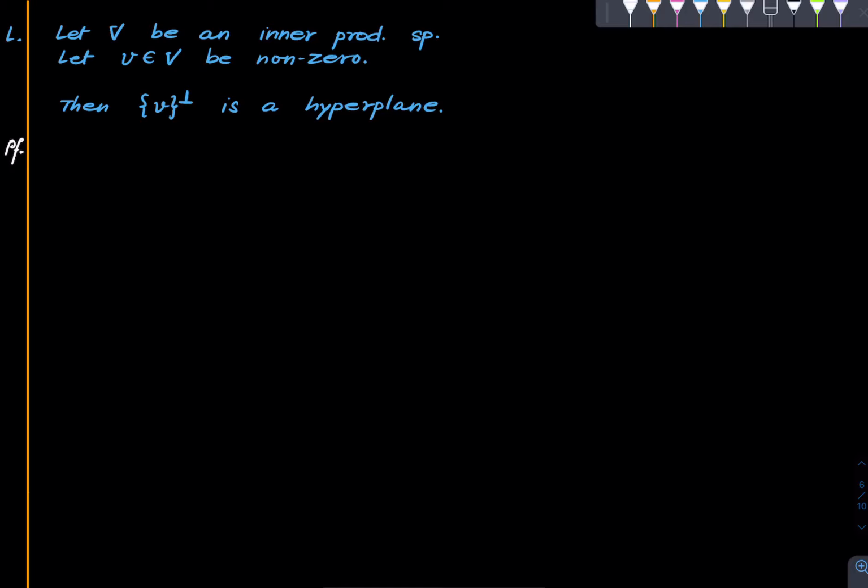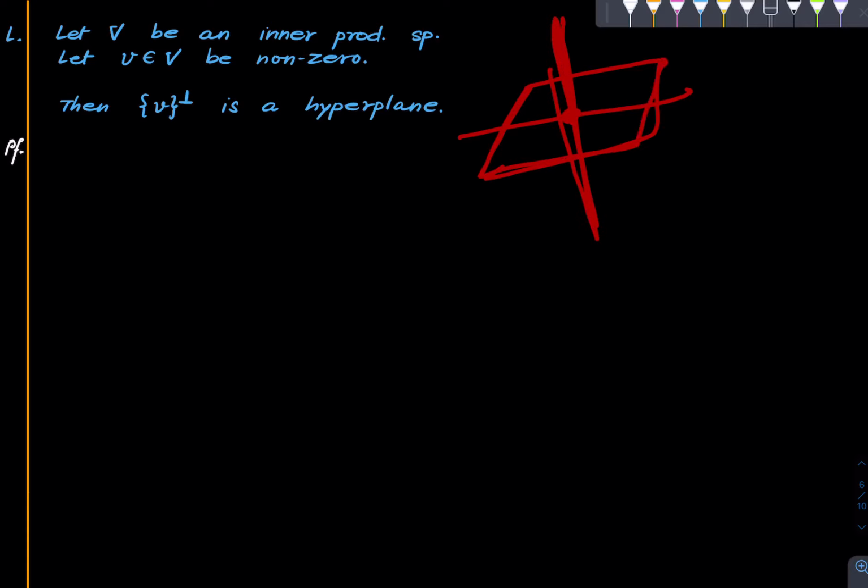Okay, it should be intuitively clear. For instance, in R2, if you have this vector, then the orthogonal complement is this one-dimensional space, which is a hyperplane. And we also saw this example where we had a one-dimensional subspace. Its orthogonal complement was a plane, which is a hyperplane in R3. So if you take a non-zero vector and take the span of it, it is going to be a one-dimensional space, and hence its orthogonal complement is going to be a hyperplane.